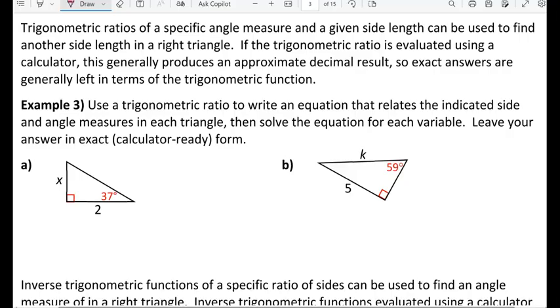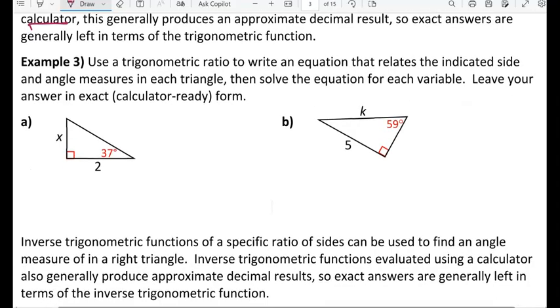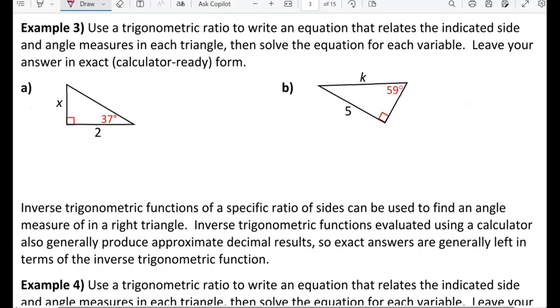If the trig ratio is evaluated using a calculator, that's going to produce an approximate or a rounded decimal result. So we're actually going to prefer our exact answers to be left in terms of the trig function. So in example 3, we're going to use our trig ratio to write an equation and then solve for the indicated variable. So we have a 37-degree angle, and we have side x, which is opposite that 37-degree angle, and 2, which is the adjacent side to that 37-degree angle. So that means we're going to use a tangent ratio.